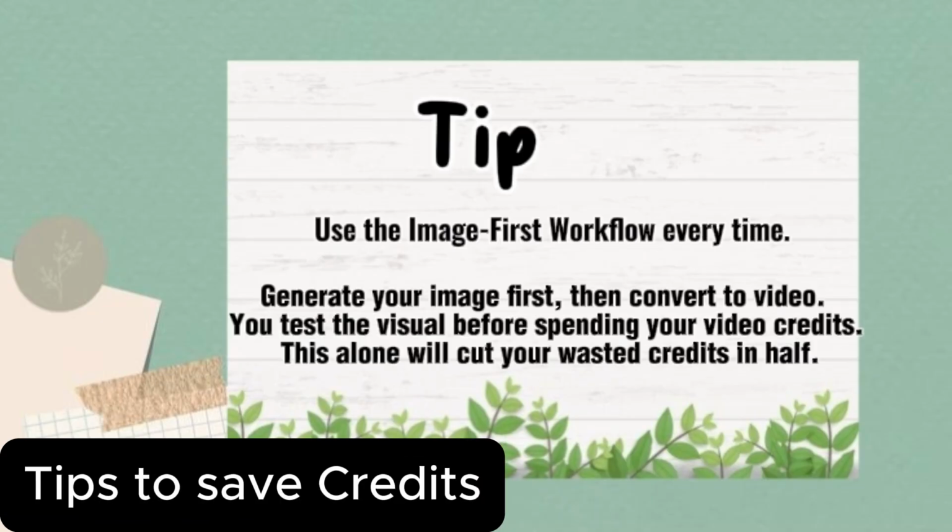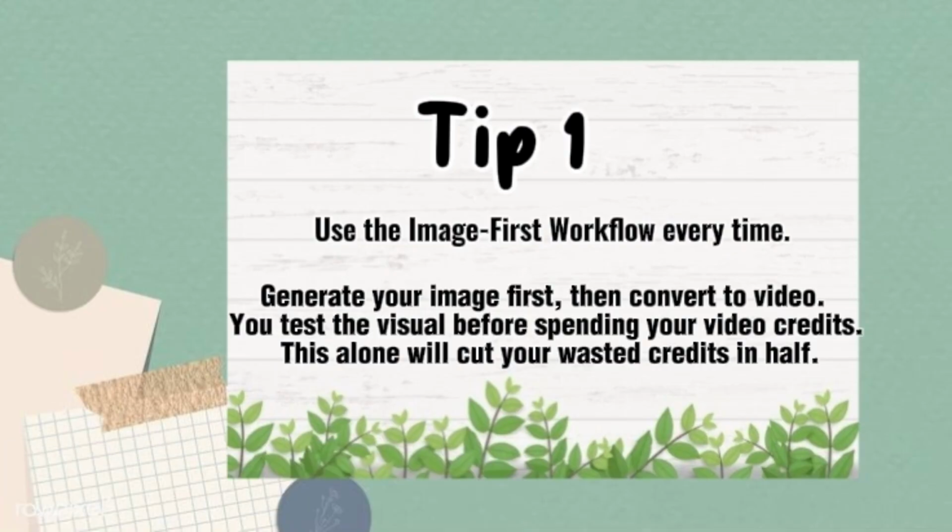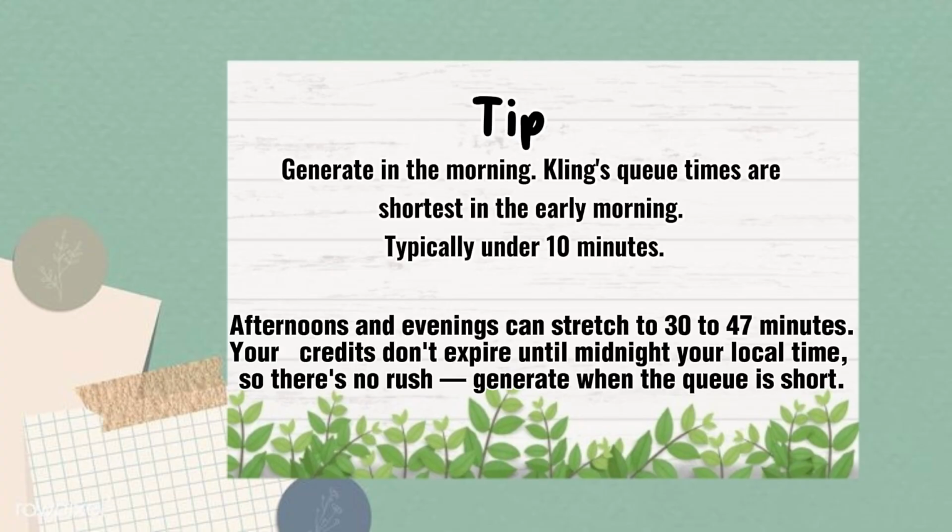Here are 5 practical tips to get the most out of your 66 free monthly credits. Tip 1. Always use the image first workflow. Generate images first, then convert to video. Cuts wasted credits in half. Tip 2. Generate in the morning. Queue times are under 10 minutes early morning. Afternoons can hit 30 to 47 minutes.